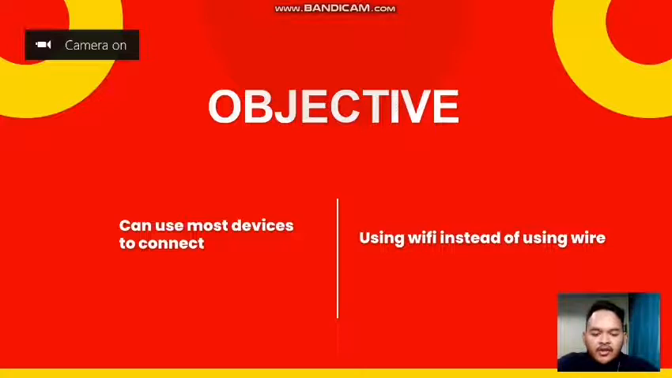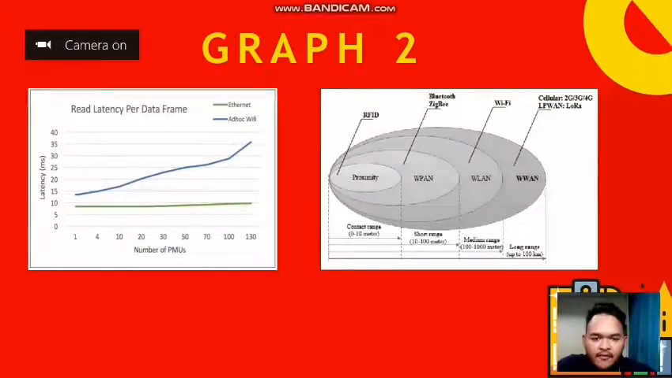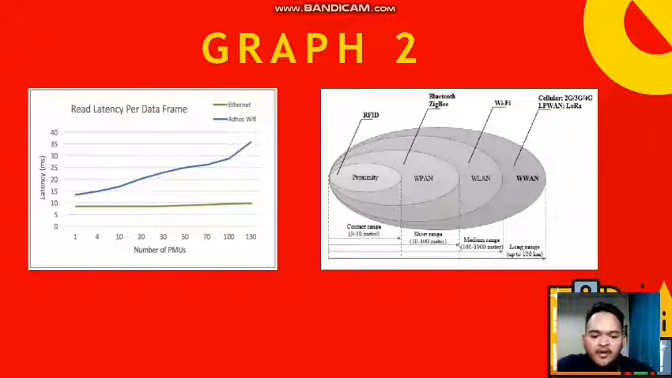I have two objectives from my project, that is, to be able to use most devices to connect, and second, using Wi-Fi instead of wire because it will facilitate learning and teaching. So in graph 2, there are two pictures. The first picture is the latency graph. Based on the first graph, we can see that Wi-Fi latency increases rapidly compared to internet latency, which increases slowly. Wi-Fi latency increased by 36%, while internet latency by only 10%.